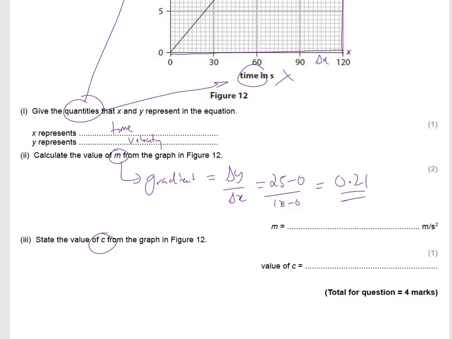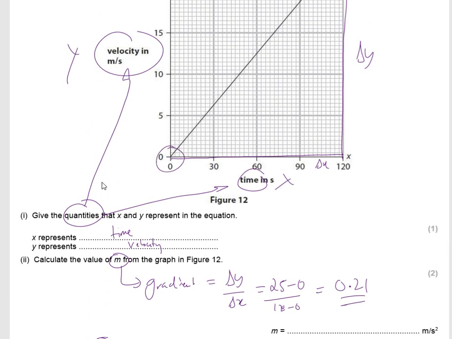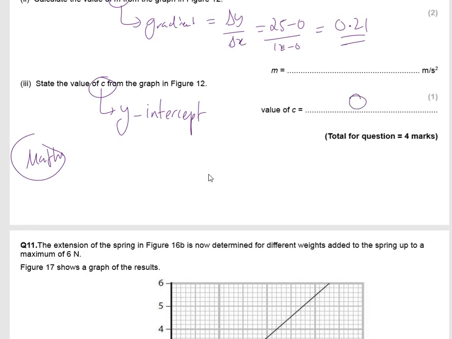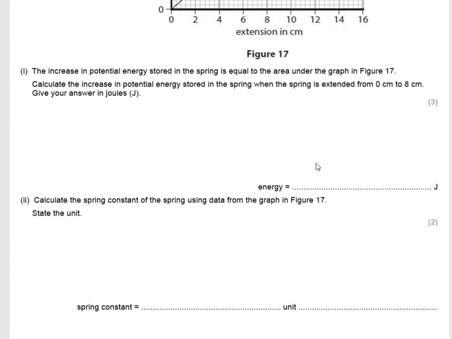Now what is the c? Now c is the y-intercept. This is something that you've done in math, so this is just math stuff. The y-intercept is where it meets the y-axis, where it crosses the y-axis, and the y-axis at this point is 0. So the answer is 0. Very nice. You get 1 more mark for writing 0.